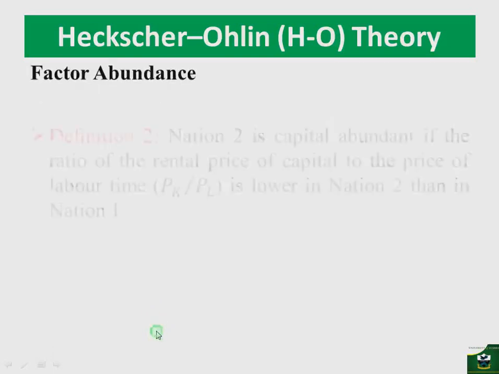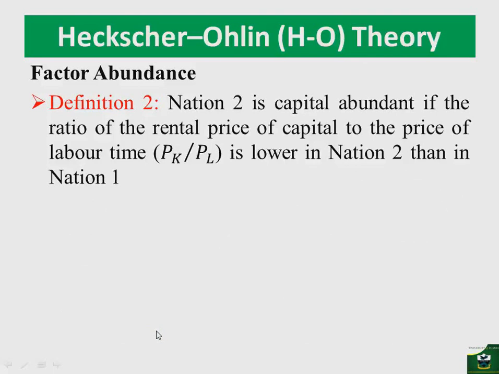Okay, so we can also define factor abundance in terms of relative factor prices. Nation 2 is capital abundant if the ratio of the rental price of capital to the rental price of labor is lower in Nation 2 than in Nation 1. In other words, Nation 2 is capital abundant if the rental price of capital, which is R, the ratio of R to W, is lower in Nation 2 compared to Nation 1.